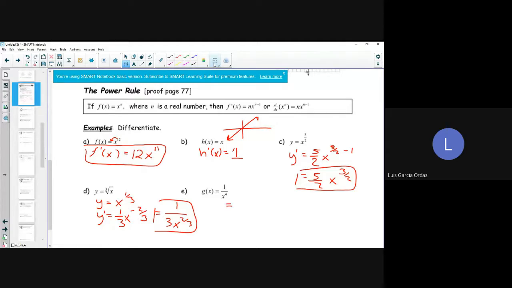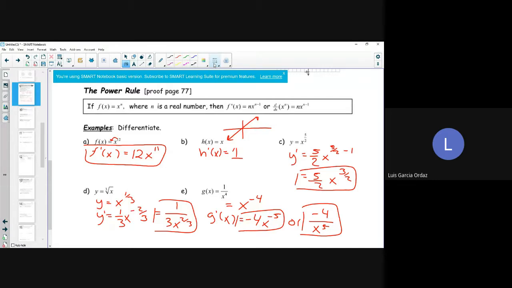So then we have g of x is equal to 1 over x to the power of 4. So we can just turn this into a negative exponent by bringing the x and the exponent up. So we get g of x equal to x to the power of negative 4. So we can take our derivative of g of x is equal to negative 4 x to the negative 5, or negative 4 over x to the power of 5. Depending on what the question is asking, one of them is going to be easier to do than the other.